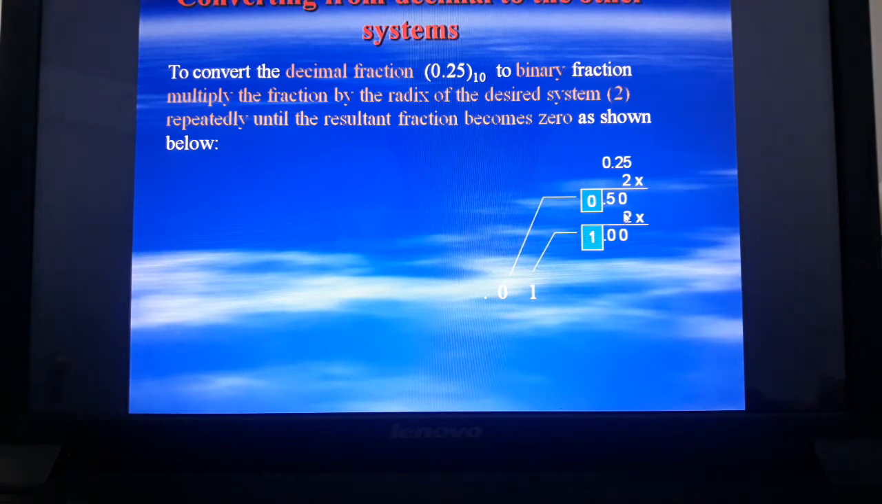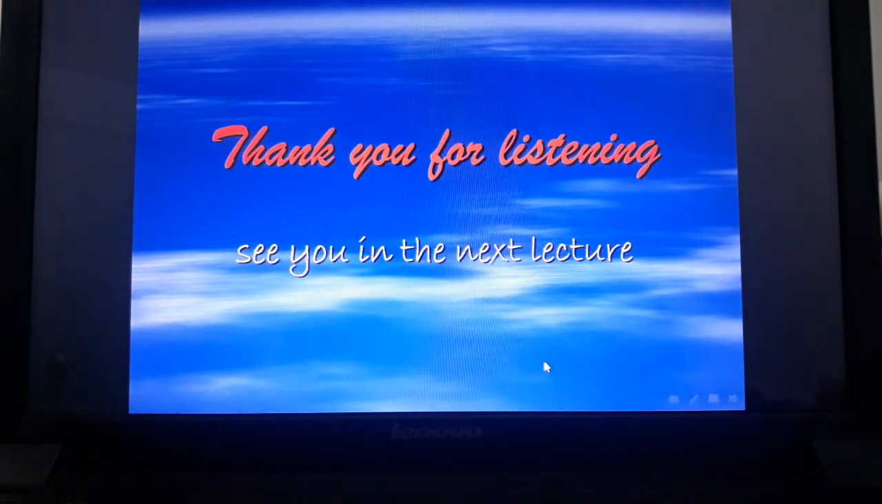Multiply the fraction, which is .50. We don't multiply the 0 by 2, we don't multiply this number because we took it to the result. So this 2 multiplied by the .50 will be 1.00. The 1 is taken to be the next digit in the binary fraction. Now we've reached 00 in the fraction, so we stop the multiplication process. And therefore the 16.25 will have equivalent of 10000.01 in binary.